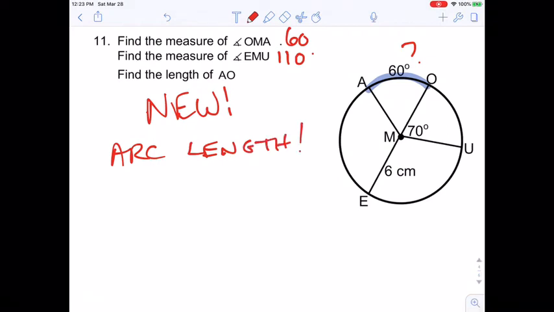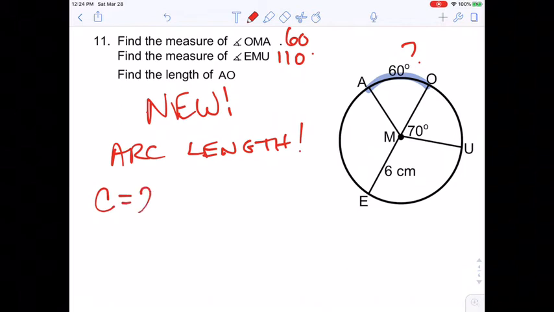So let's talk about things we know. We know that the radius is 6 centimeters in this picture. We could figure out the circumference, like the total, and we've got the 60-degree angle. All right. Somehow we need to take that information and make it into something that's going to give us the answer. So let's talk about the circumference.